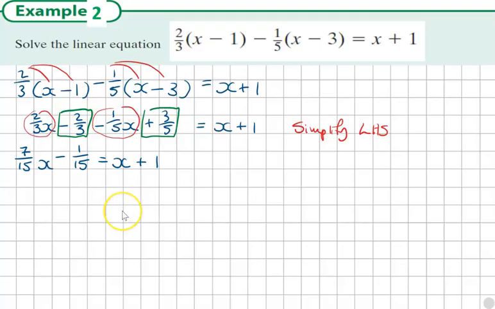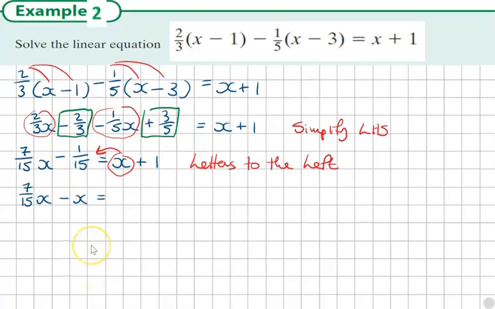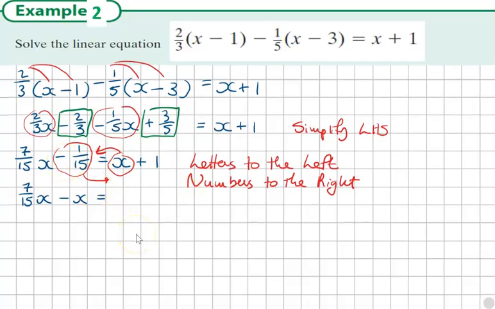So next I'm going to do letters to the left, numbers to the right. So this x is going to come over and become minus x. And then I'm going to do numbers to the right, so constants to the right. So this minus 1 over 15 comes over and becomes positive 1 over 15. So I have 7 over 15x minus x equals 1 plus 1 over 15.